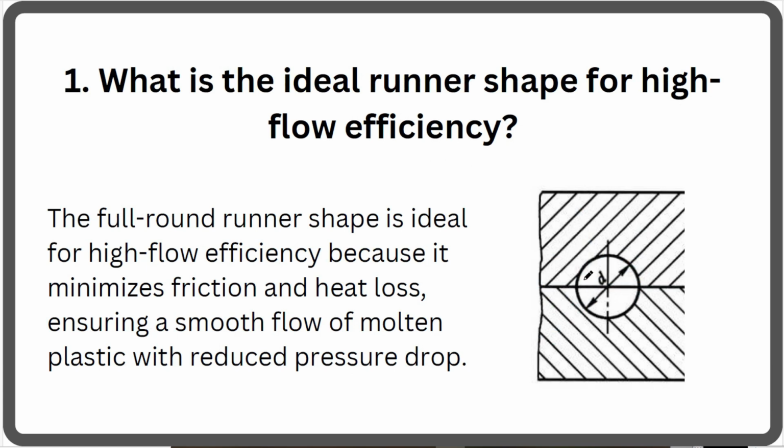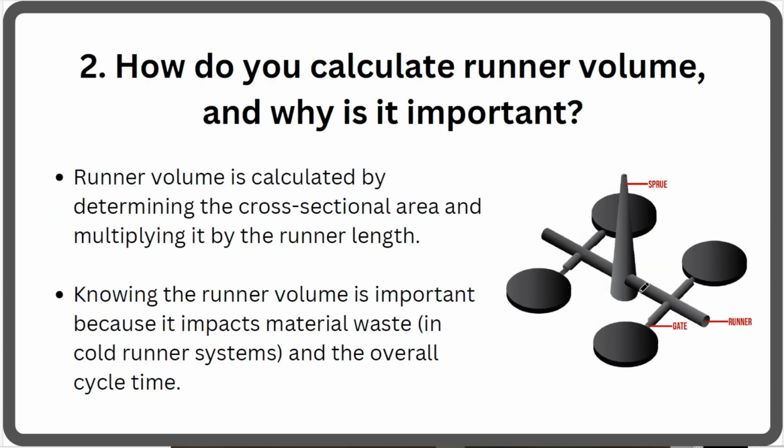What is the ideal runner shape for high flow efficiency? Generally for high flow efficiency a full round runner shape is used. This full round is split into two halves, one in the first mold and one in the second mold. With the full round runner shape we get good flow.